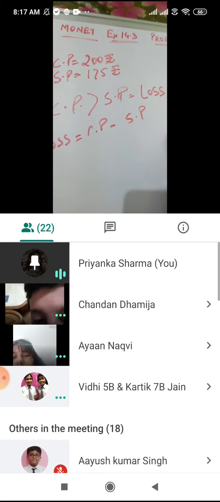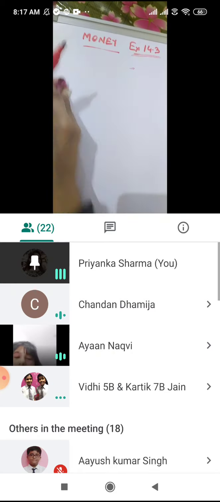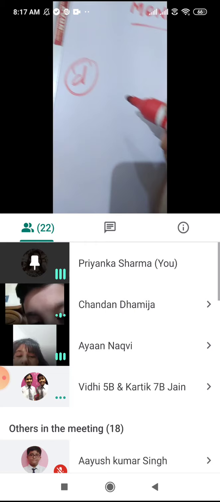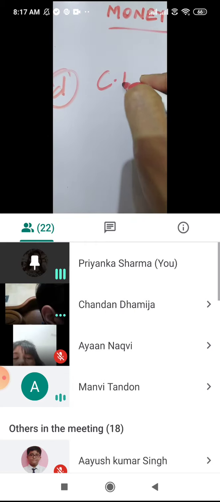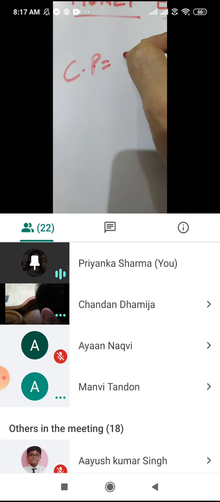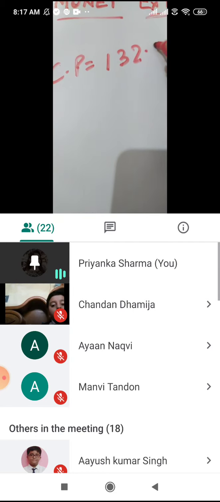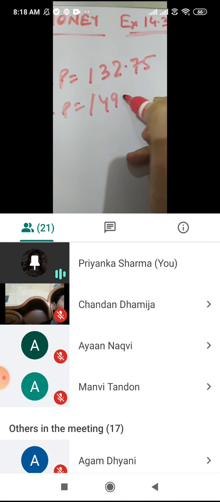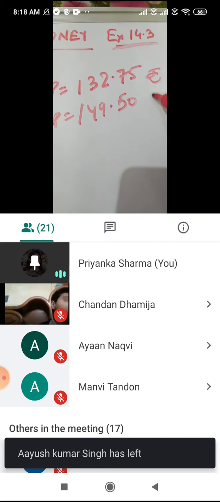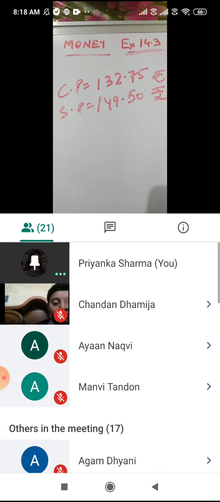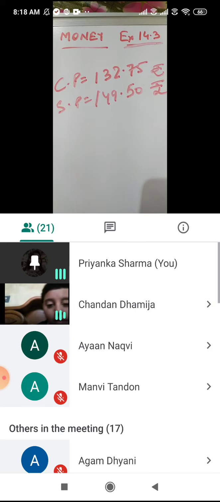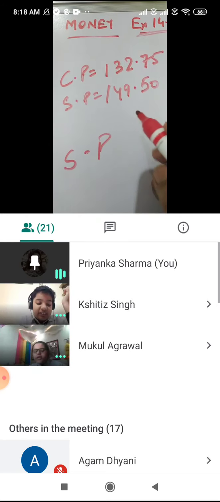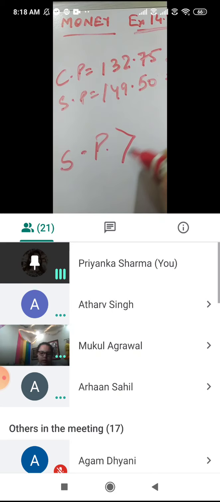Okay, then one more sum I will explain to you, then you will do on your own. Sum number D. CP, mute your mic children. CP is equal to 132.75. Then SP is equal to 149.50. Look at the question and see what is bigger here, the cost price or the selling price. The selling price is bigger. We will write selling price is greater.